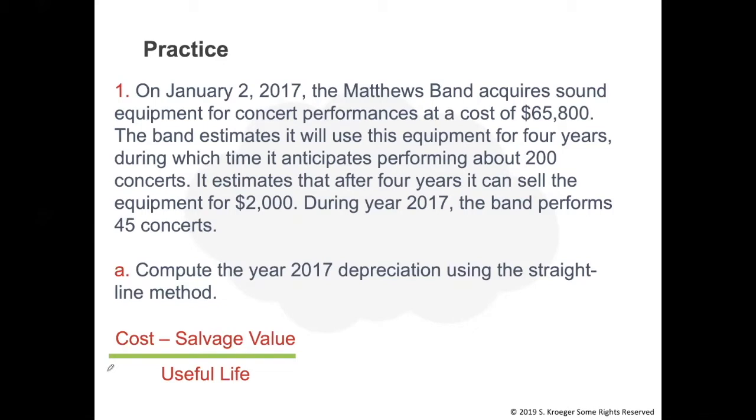So the first thing we want to do is find what the cost of this asset is. How much is the cost? It's the $65,800. Next, we want to subtract the salvage value. What is the salvage value here?